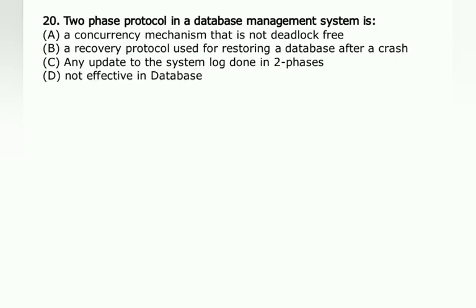Two-phase protocol in a database management system is... So what is meant by two-phase protocol? In the two-phase protocol there are only two phases, that is the locking phase and the unlocking phase. Okay, so the growing phase and the shrinking, releasing phase. There are only two types of phases. So that's why option A is correct. A concurrency mechanism that is not deadlock free.